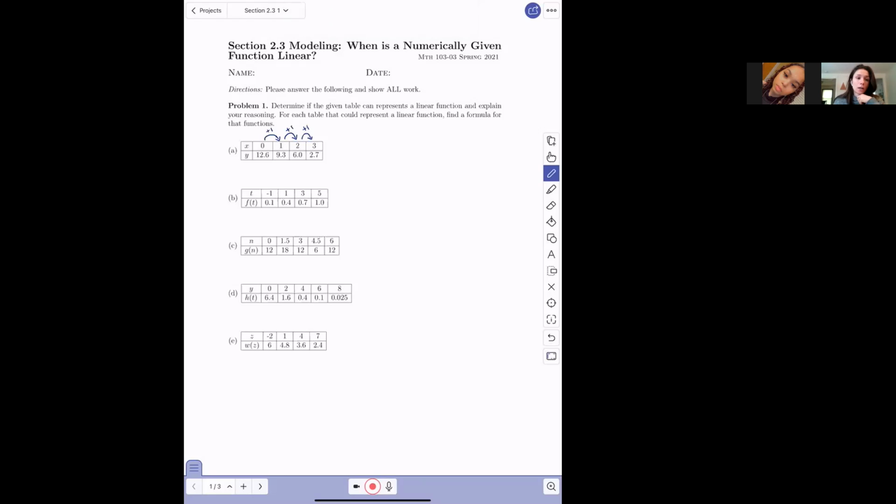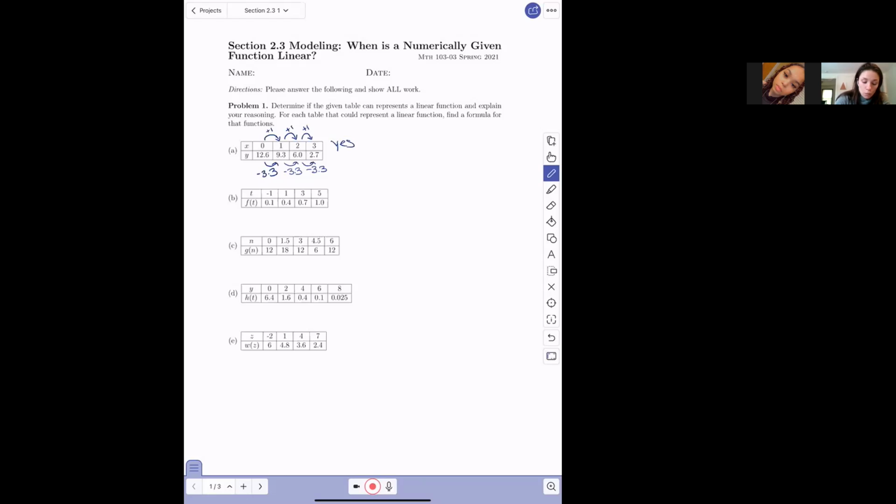Okay, and then for the y values in table A, we have 12.6 and 9.3. If you subtract, we're going down, so minus 3.3. And then from 9.3 to 6.0, we're going down 3.3. And then from 6 to 2.7, we're going down 3.3. So this is a linear function. Yes, it's a linear function because our x and y values are increasing or decreasing at a constant rate.